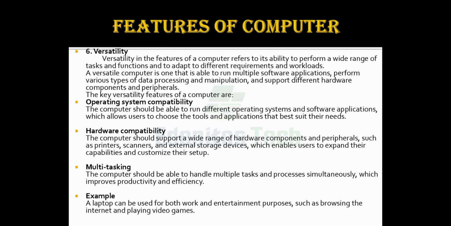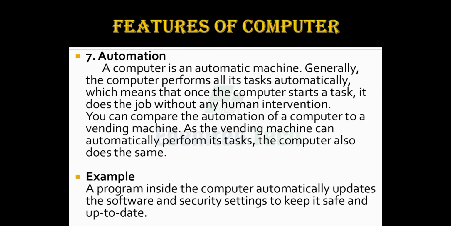For instance, a laptop can be used for both work and entertainment purposes, such as browsing the internet and playing video games. Now we move on to the seventh feature, which is automation. A computer is an automatic machine. Generally, the computer performs all its tasks automatically, which means that once the computer starts a task, it does the job without any human intervention.